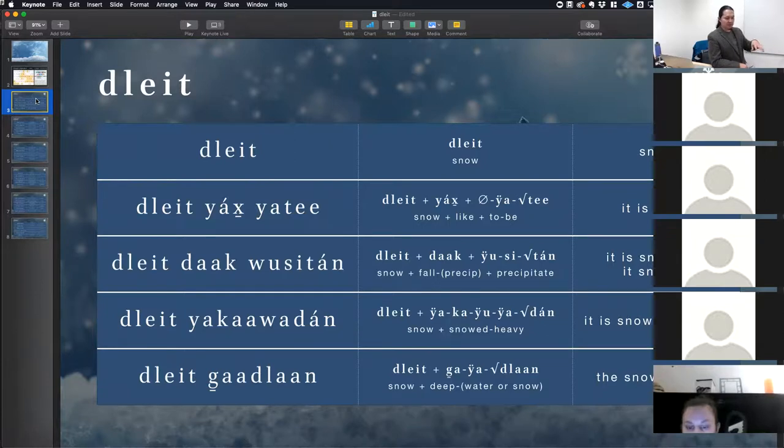And that's why they'll say, everything on Tlingit land understands the Tlingit language. And so you enter into this very special relationship with things by learning its name. So this one is called dleit. Dleit.